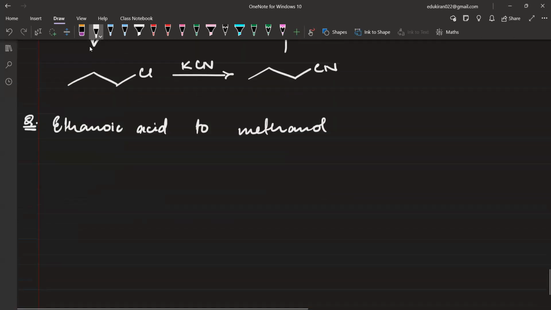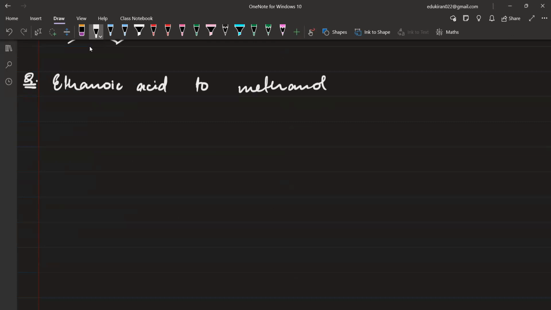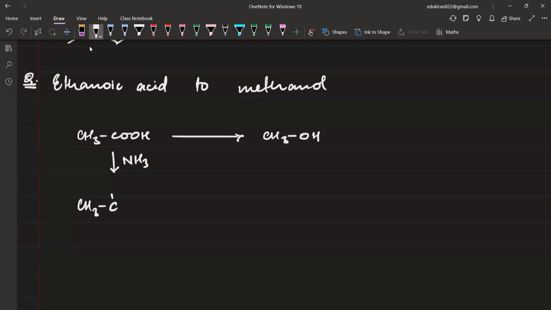बट नो, because carbon number भी कम हो रहा है ना. So whenever we are decreasing the carbon number, you have to think about how I can introduce Hoffman bromide degradation. So we have here ethanoic acid. Ethanoic acid is CH3COOH, and we have to convert it to CH3OH. ठीक है, किसमें कन्वर्ट करना है? मीथेनॉल में कन्वर्ट करना. फर्स्ट ऑफ ऑल आई विल react the carboxylic acid with ammonia, NH3. When you react this with ammonia, you get CH3 C double bond O NH2.